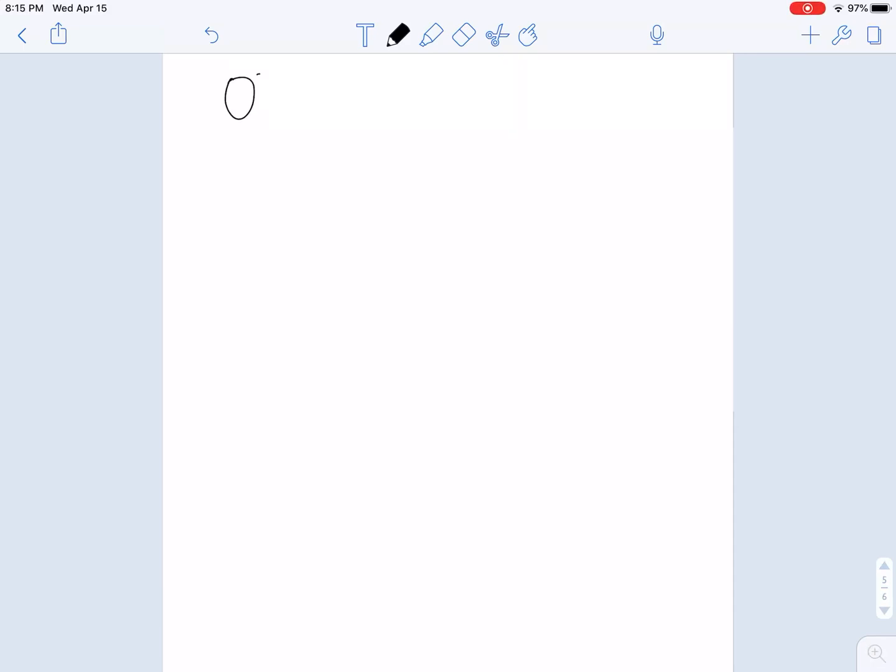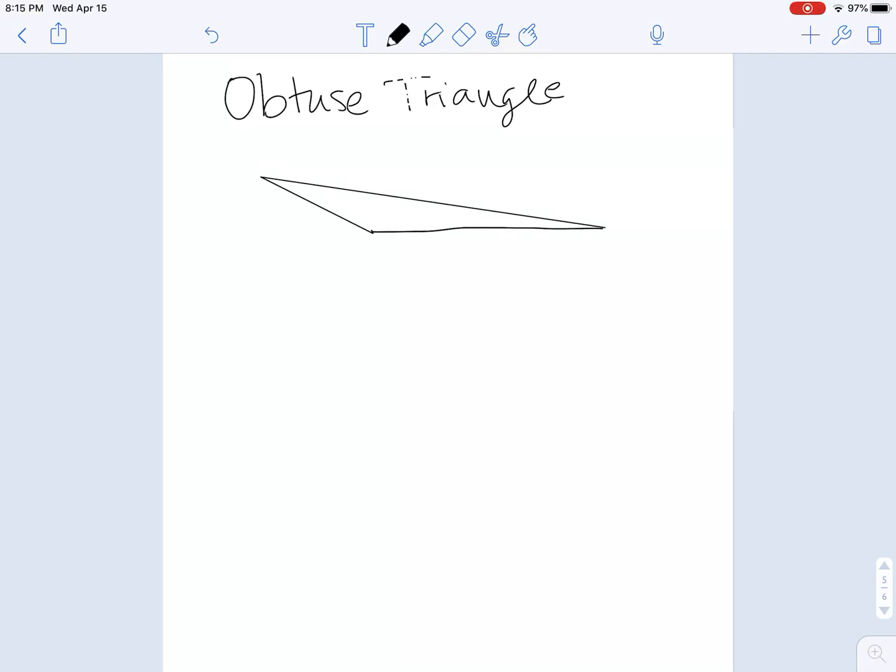Okay, let's look at the obtuse triangle area formula. So I'm going to draw my obtuse triangle, and I'm going to show that perpendicular measurement there. This is my base of that obtuse triangle.